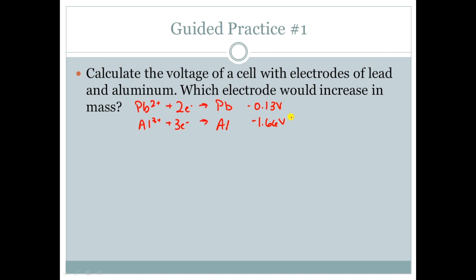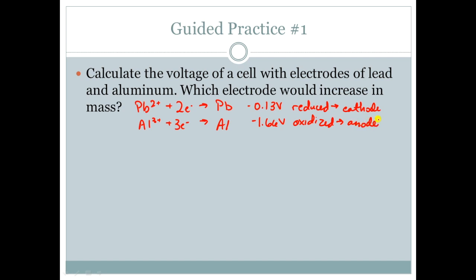Now we've got to decide who's being oxidized and who's being reduced. Our more positive actually gets reduced, but in this case, our more positive is actually negative. That's okay. Negative 0.13 is our bigger number, so that's reduced. If it's reduced, that means that will be our cathode. Our more negative will get oxidized, which will mean that will be our anode.